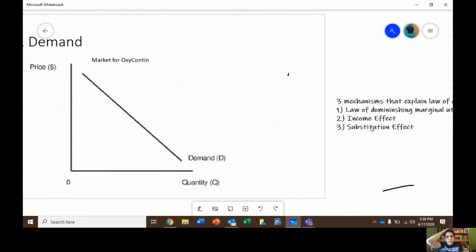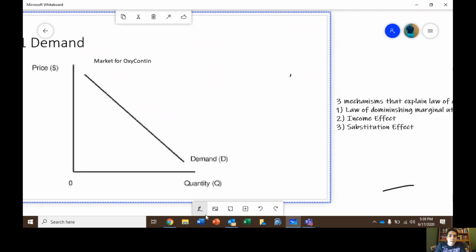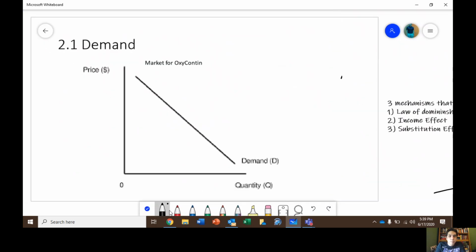There are two other mechanisms that explain a downward sloping demand curve, the income effect and then the substitution effect. So the income effect says, and it's pretty intuitive, that in this market for Oxycontin, now we're kind of trying to switch to the opioid, purchase maybe $4, $3 for, let's see, I guess an 80 milligram tablet, just one tablet.